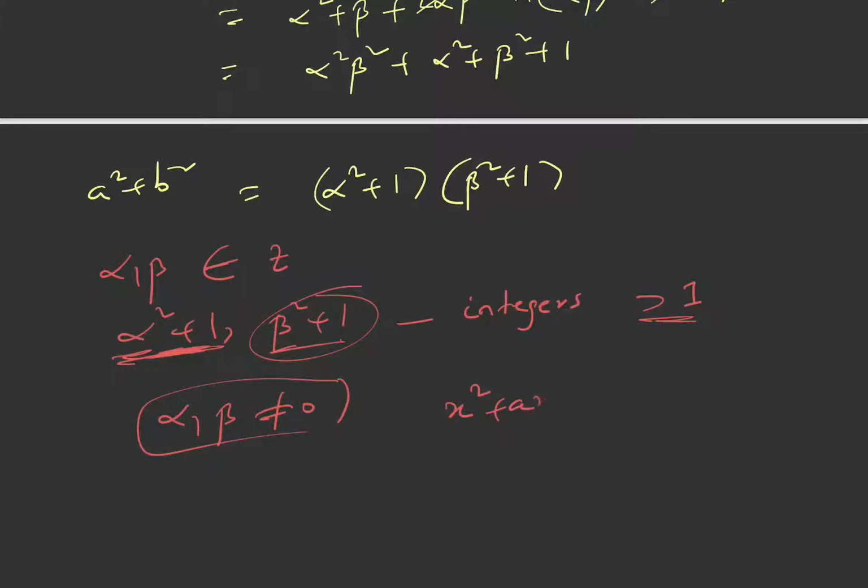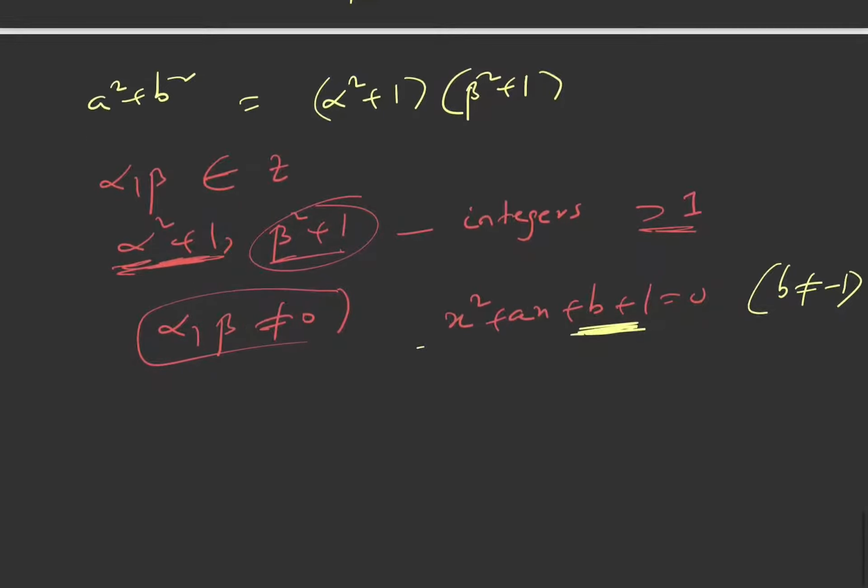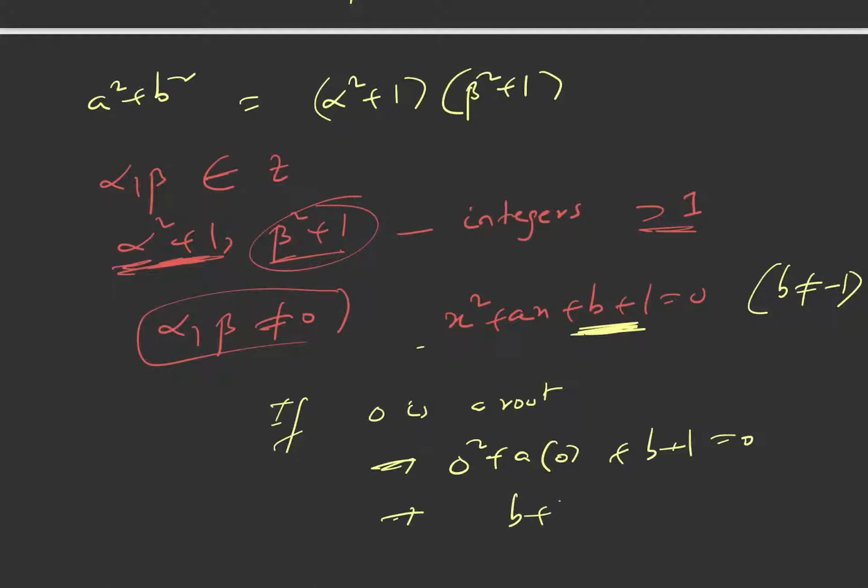Because see, the equation was x square plus ax plus b plus 1 equal to 0, and it was given in the question that b is not equal to minus 1, right? So if b is not minus 1, then this constant is not 0, and this constant is not 0 means that 0 cannot be a root of this equation, right? If 0 is a root, it means what? 0 square plus a into 0 plus b plus 1 should be 0. This means b plus 1 should be 0. This means b should be minus 1, right?